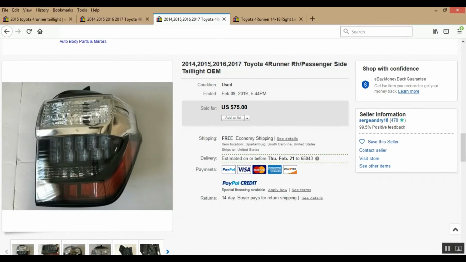Okay, see here they got the dates, the years written out, but they just have a comma in between. I'm kind of thinking eBay may read that as one big number instead of separate, so that may have hurt them a little bit. But they do have RH, which would be right hand. They have passenger. They did not write the word right, which I would imagine if someone's looking for the Toyota taillight, they're either going to use the word passenger when they're searching, or they're going to type right. So this person was missing out, even though it did sell.